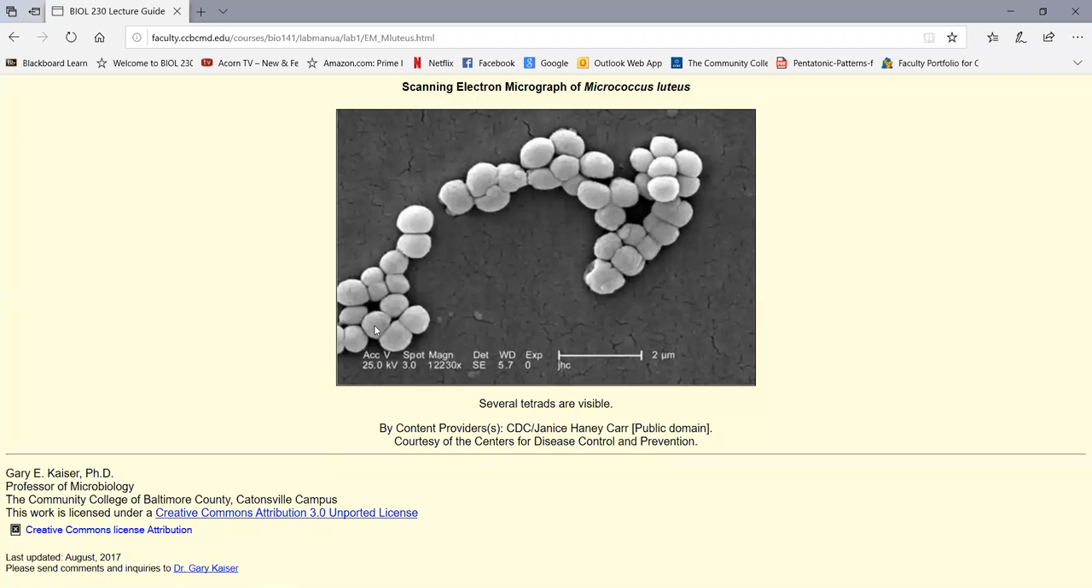And here's a scanning electron micrograph of Micrococcus luteus, where you see one of the nice squares of four. And it got that from dividing in two planes.